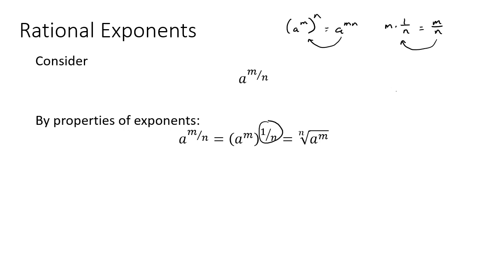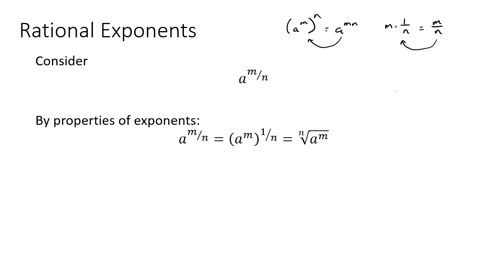But remember, the 1/nth power is the same as the nth root. So we would take this entire thing in parentheses, a to the mth power, and we would put it all under an nth root. So in other words, what a to the m/nth power is telling you is that you're going to raise the base a to the mth power, that's the numerator of the fraction, and then you're going to take the nth root, that's the denominator of the fractional exponent.